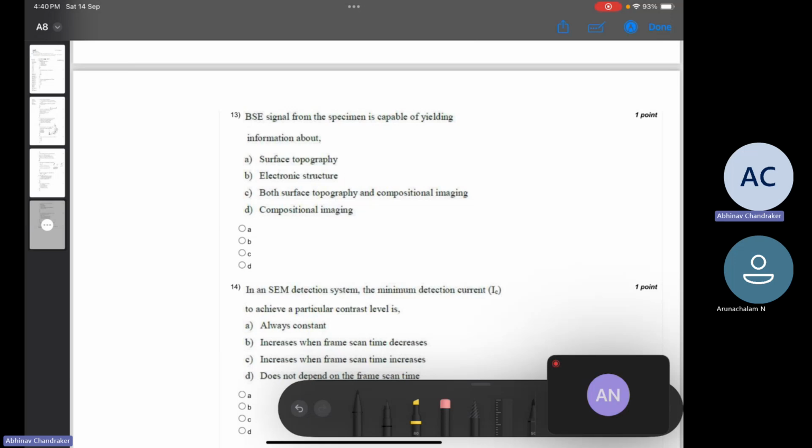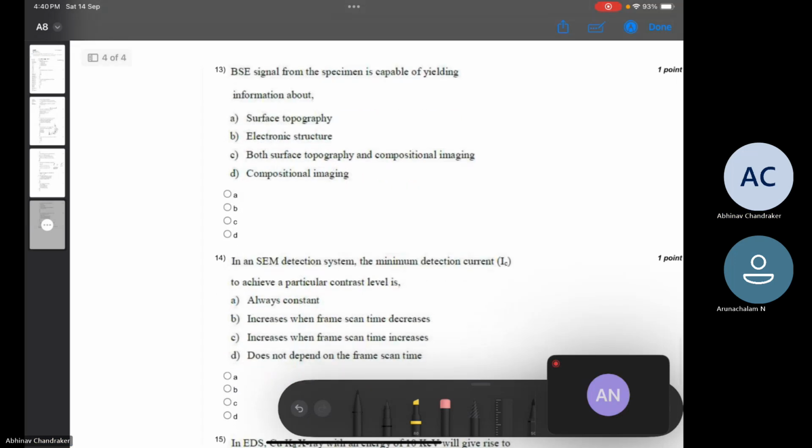BSE signal from the specimen is capable of yielding information about both topography as well as compositional imaging, so the correct answer will be C. We have discussed it in detail when we were recapping. It won't tell much about the electronic structure, because BSE electrons are generated due to Coulombic interaction with the nuclei of the atoms. The incident electron does not interact much with the outer electrons when it comes to generation of BSEs. So the electronic structure will not have an effect on the BSE signal generation, and our answer will be C.